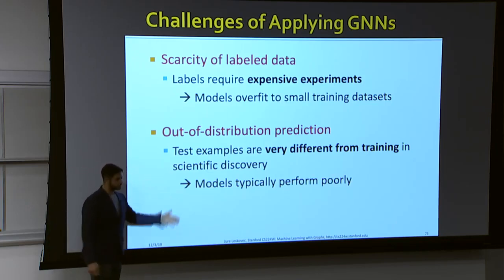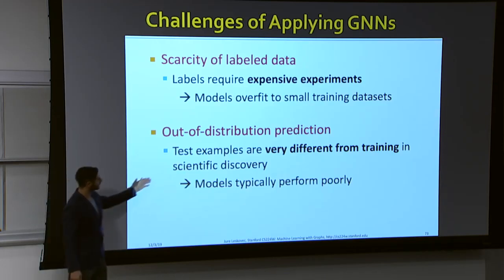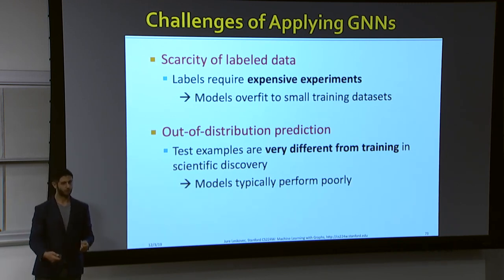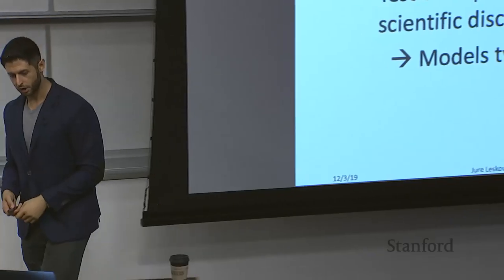And one that is very much connected is also out-of-distribution prediction. The idea is that the test examples tend to be very different from what we train on. Therefore, our models typically perform poorly when we try to generalize to real-world data. Okay? So how do we try to overcome this issue in GNNs?